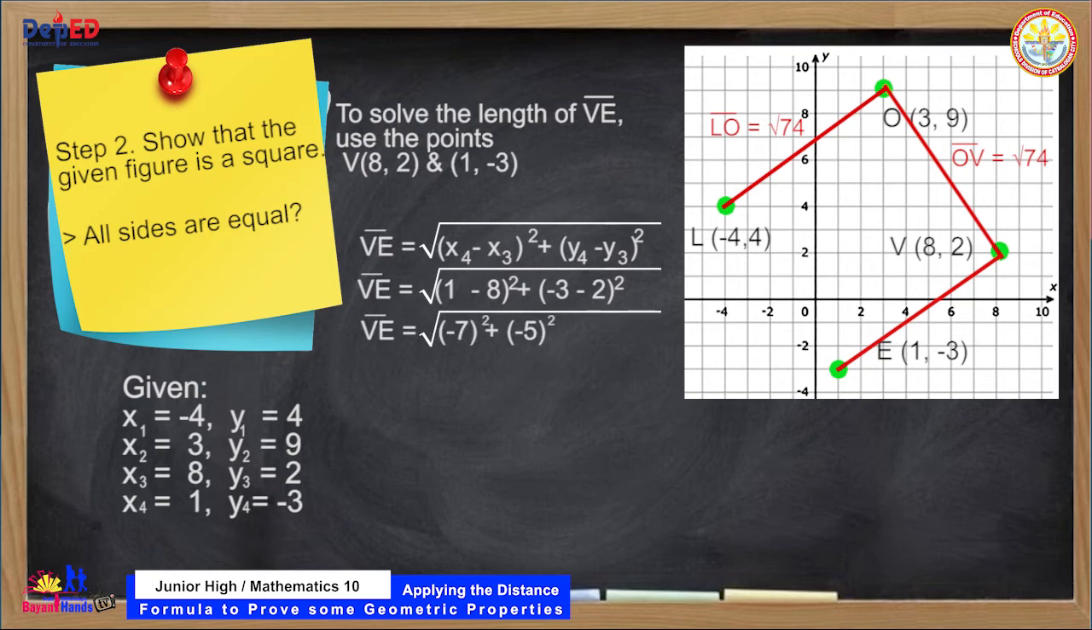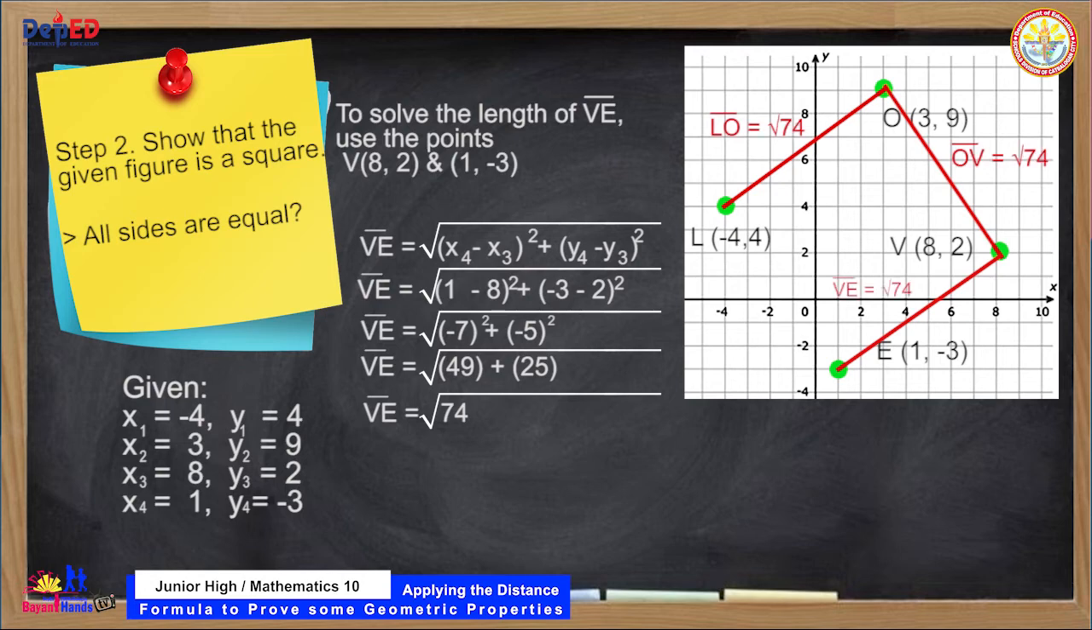Simplifying it further, 1 minus 8 is equal to negative 7, and negative 3 minus 2 is equal to negative 5. Square of negative 7 is 49, and square of negative 5 is 25. Add, square root of 49 plus 25 is equal to square root of 74. Therefore, the length of segment VE is square root of 74 units.